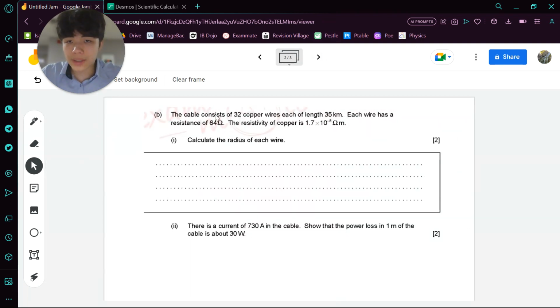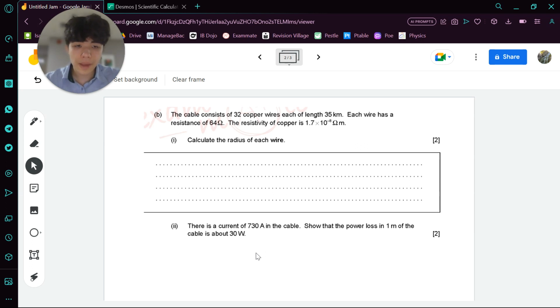So the next part to this says that a cable consists of 32 copper wires, each of length 35 kilometers. Each wire has a resistance of 64 ohms. The resistivity of copper is 1.7 times 10 to the power of negative 8 ohm meters. Calculate the radius of each wire.